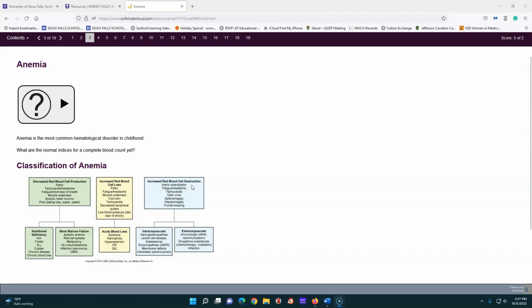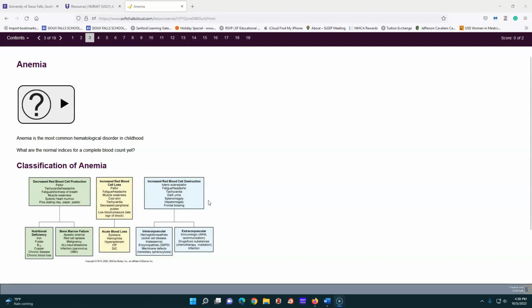Last one here is increased cell destruction. So you're going to have all these things. You can have dark urine if you're getting a lot of waste products to the kidneys. Frontal bossing would be a long-term type of situation. And frontal bossing is just the front of their forehead gets big and pronounced. You might also see a lot of icteric sclera, so their sclera get yellow, and that's the waste product. So if you're thinking about being jaundiced or hyperbilirubinemia, it's kind of the same look.